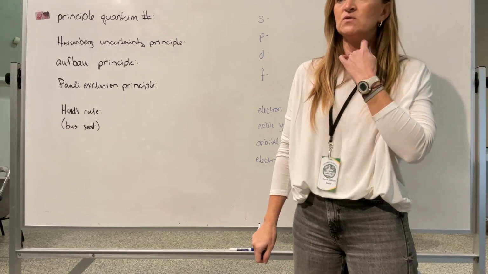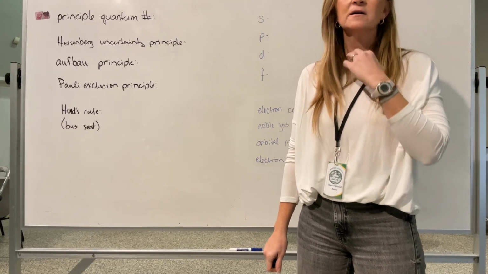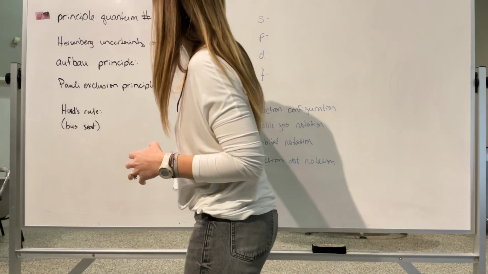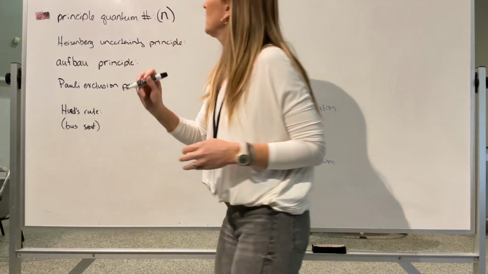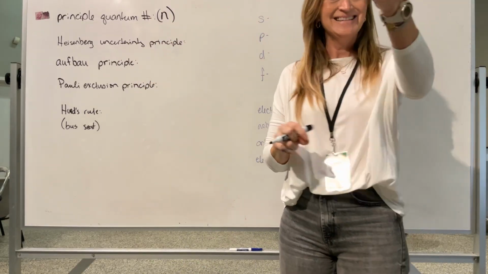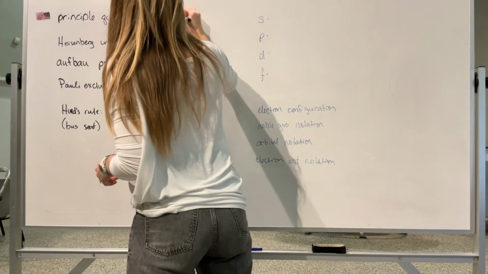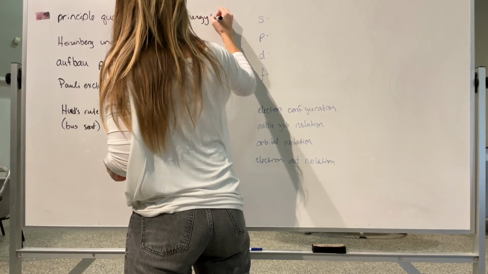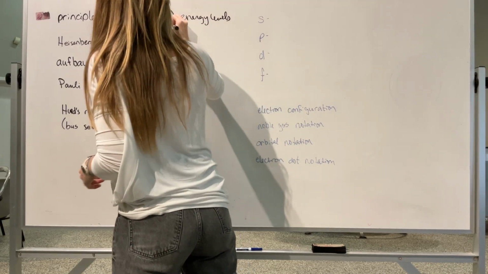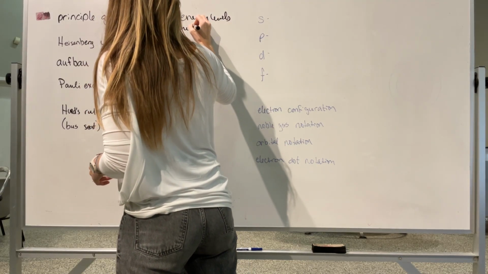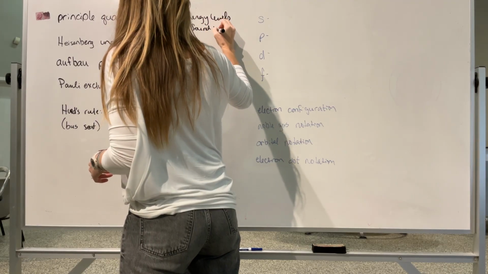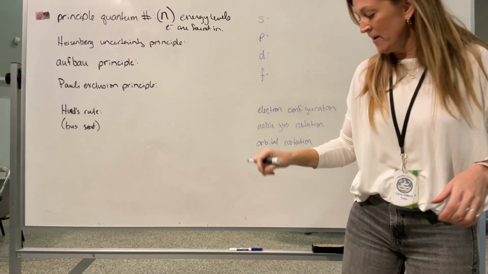What's the letter that it's represented by? N. It's represented by an N. It's what energy level the electrons are in. Yes, it's energy levels, right? Energy levels electrons are found in.